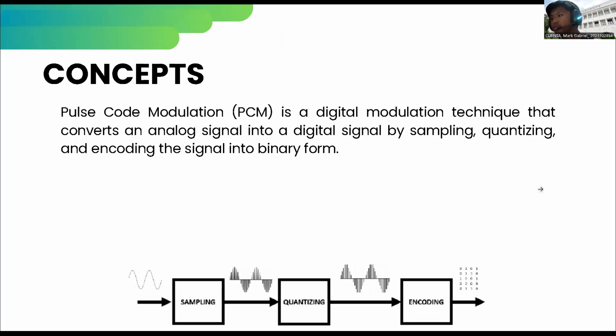So pulse code modulation or PCM is a digital modulation technique used to convert an analog signal into a digital signal. This process is essential in modern communication systems because digital signals are more resistant to noise and easier to transmit over long distances. PCM involves three main steps, which are sampling, quantizing, and encoding. So let's discuss each of the following.